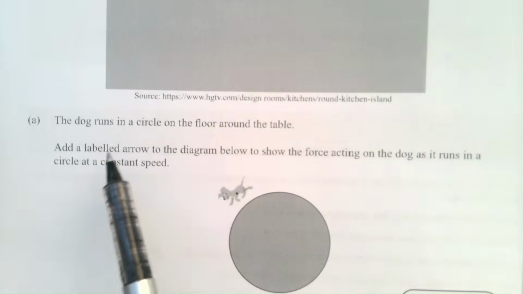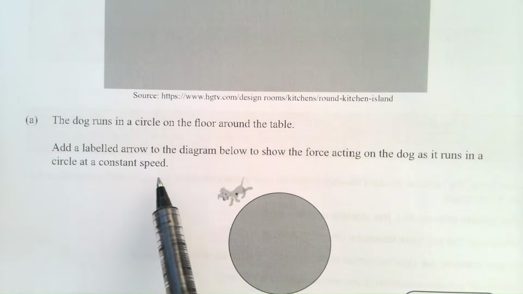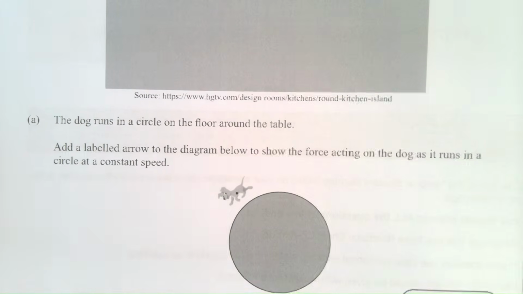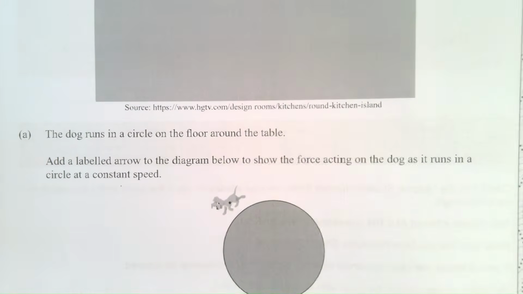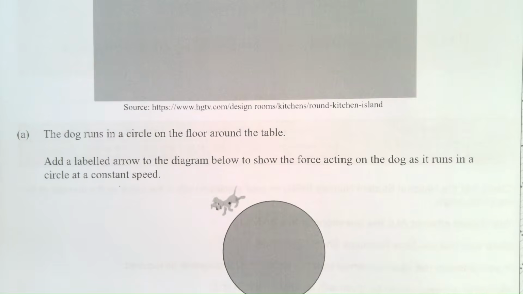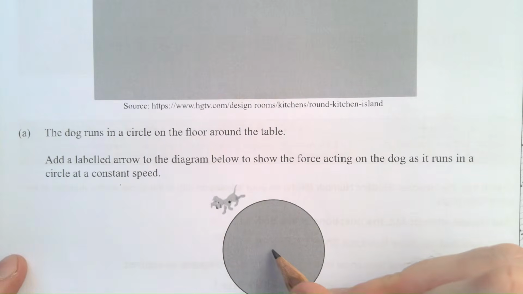Part A says the dog runs in a circle on the floor around the table. Add a labelled arrow to the diagram below to show the force acting on the dog as it runs in a circle at a constant speed. So despite the fact he's travelling at a constant speed, in order to travel in a circle, he must be consistently accelerating towards the centre of the circle, much in the same way the Earth is consistently pulled towards the Sun.